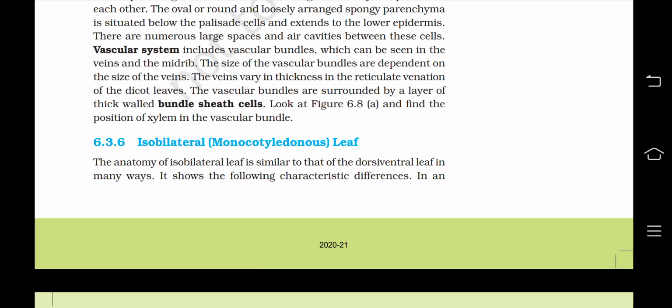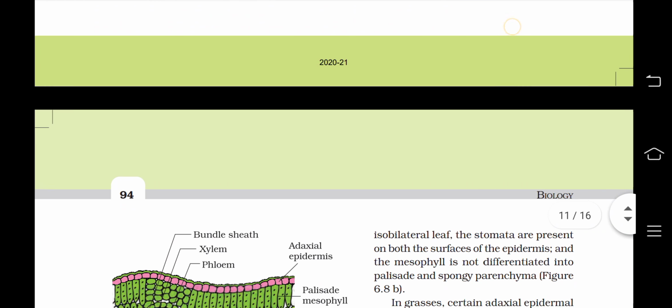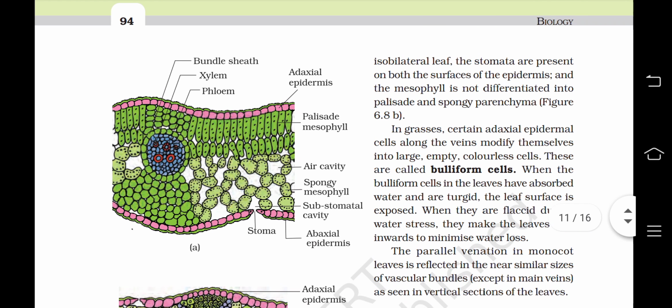Now let's talk about the isobilateral or monocotyledonous leaf. The anatomy of an isobilateral leaf is similar to that of a dorsiventral leaf in many ways. It shows the following characteristic differences. The stomata are present on both the surfaces, and the mesophyll is not differentiated into palisade and spongy parenchyma.